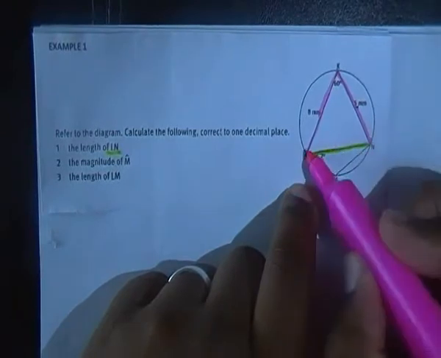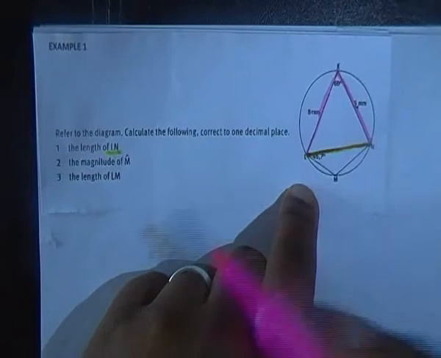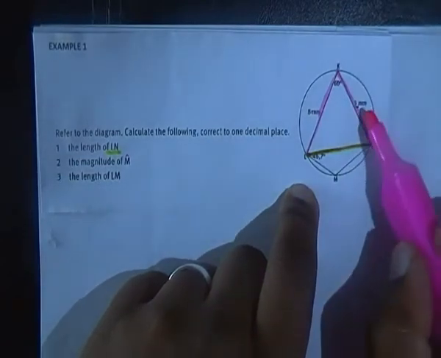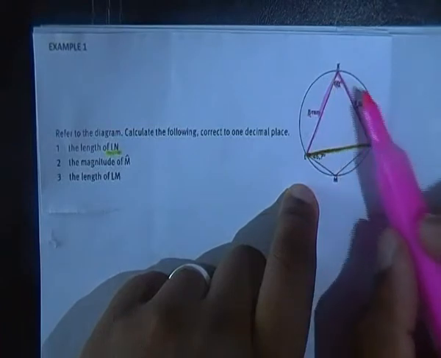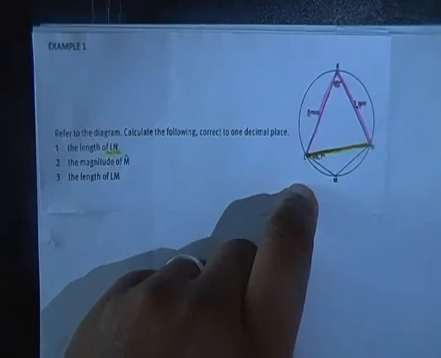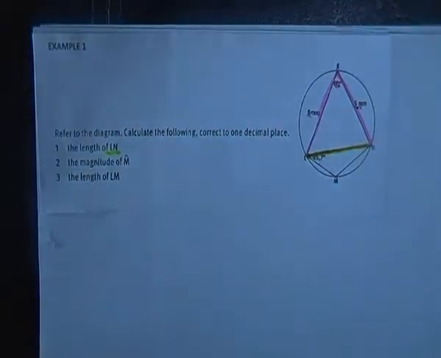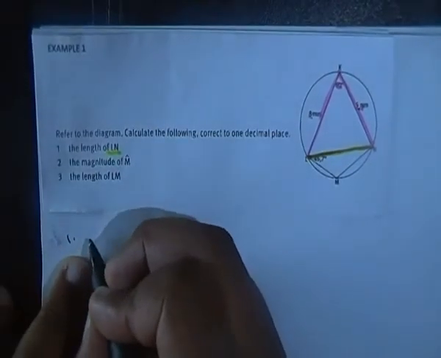Now, you might be wondering, why did we choose that triangle? Because that's the one that we know something about. The other triangle, we don't know anything about it. So this one, we know this is 5, we know that's 8, we know that's 60 degrees, and that is an included angle. Yes, you guessed it right. We're going to use the cosine rule.